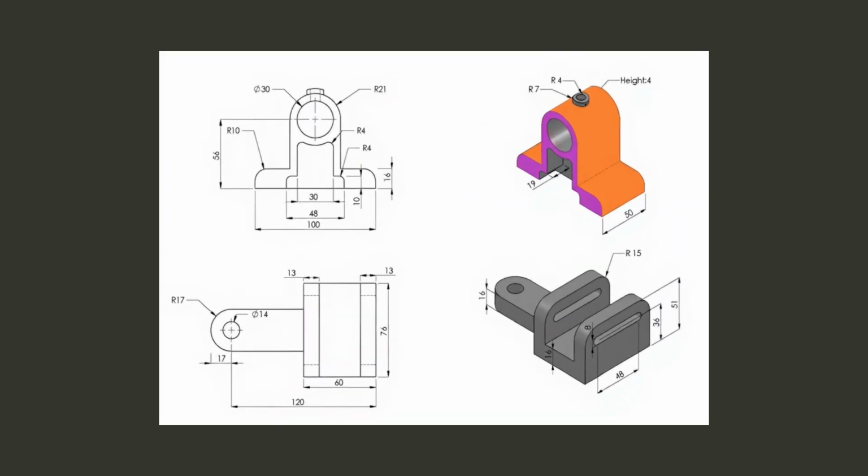In this lesson, we will design a new mechanical part, step by step in CATIA V5. We will analyze the shape, create sketches, and build the final 3D model. Let's get started.